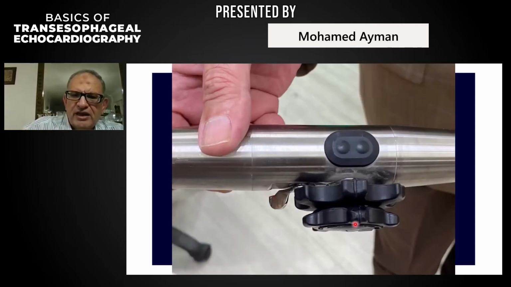Then, beside the two wheels, we have two knobs. Those two knobs control electronically the angle of the ultrasound beam. One of these buttons will increase the angle from 0 to 90, 120 to 180. And the second one, if I press it, the angle will go back again from 180, 90, and so on. So these two knobs control electronically the angle of the ultrasound beams.